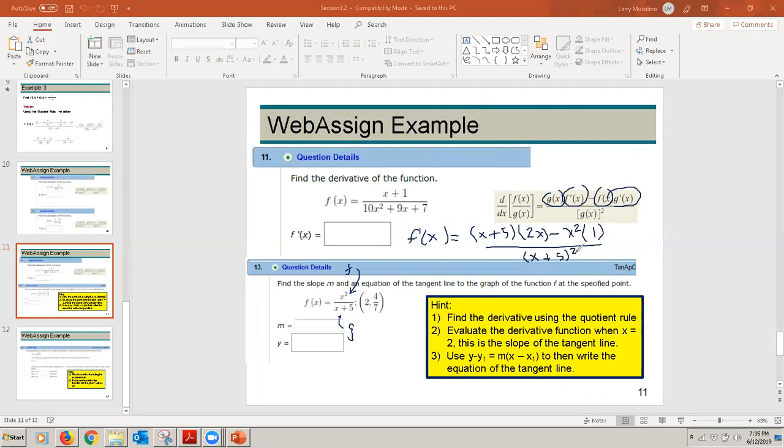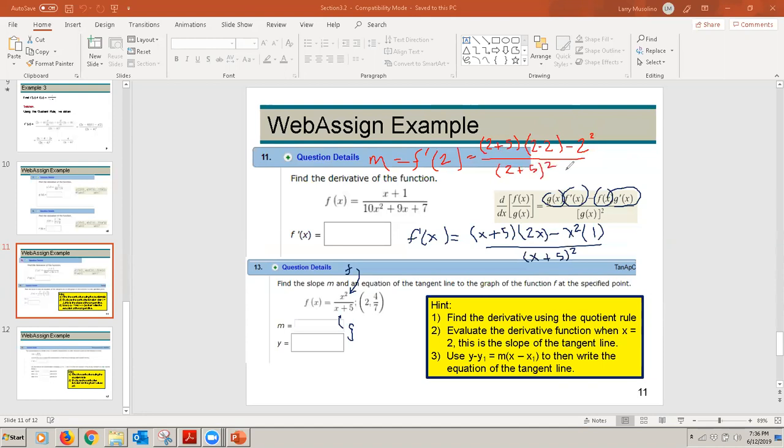I'm not going to bother to simplify this. Of course, I could simplify the numerator, but I'm really just looking to evaluate this when x equals 2. So let me just go ahead and do that. What I want to do now is work out what is f prime of 2. Remember, this is going to give me the slope of the tangent line. So let me plug in 2 in place of x. That's going to be (2 plus 5) times 2 times 2 minus 2 squared, all over (2 plus 5) squared.